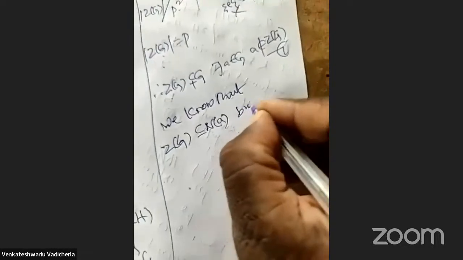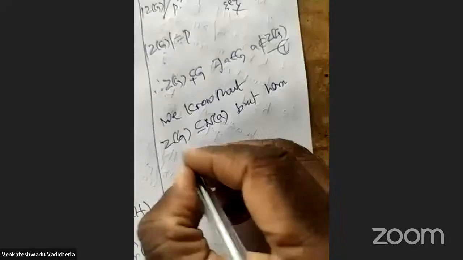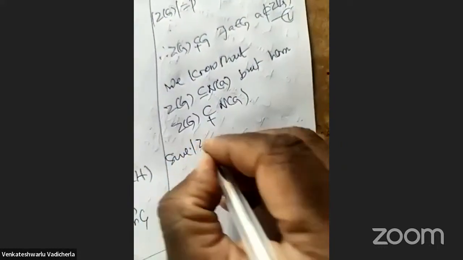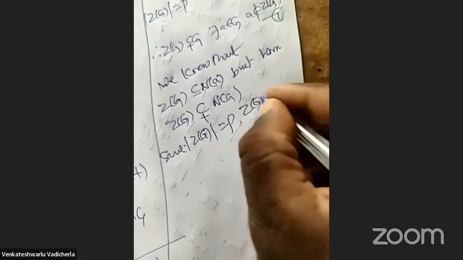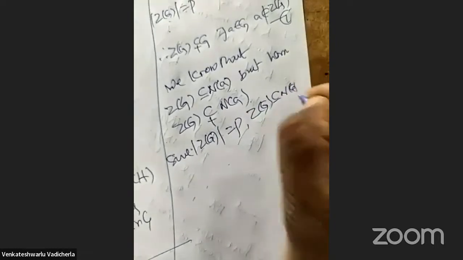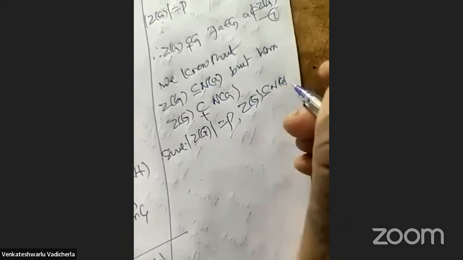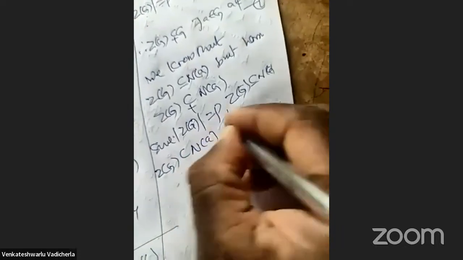But here Z of G is not a subset of or equal to the normalizer of A. Since the order of Z of G is equal to P, Z of G is a subset of the normalizer of A, and the normalizer is a subgroup of G. So Z of G is a subset of the normalizer of A, which is a subset of or equal to G.